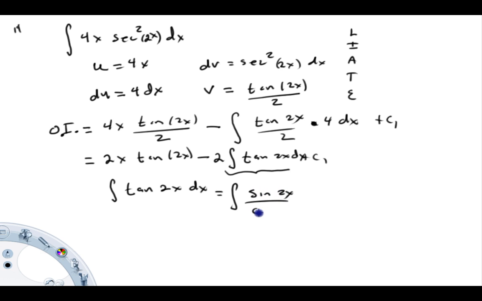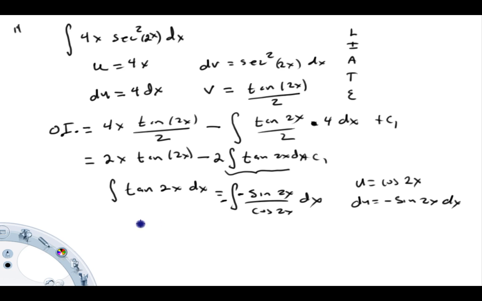Sine of 2x over cosine 2x dx. And now I'm going to do a substitution here. I'm going to let u equal cosine of 2x. Du would then be minus sine of 2x dx. Now, as I look here, I don't have a minus sign, but that's easy to supply. Minus, minus. This product is now equal to du.